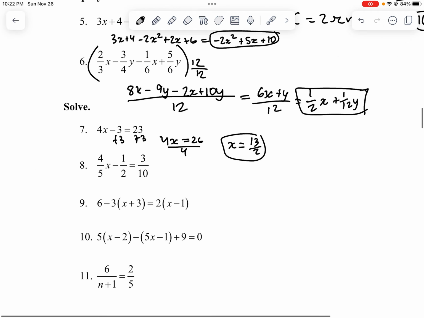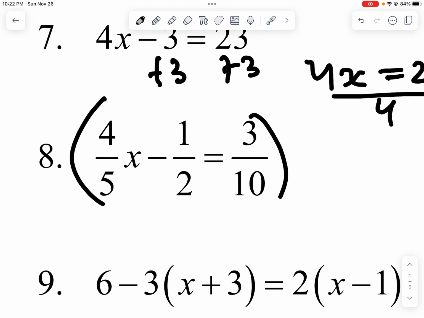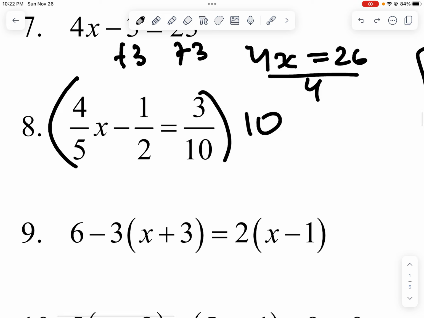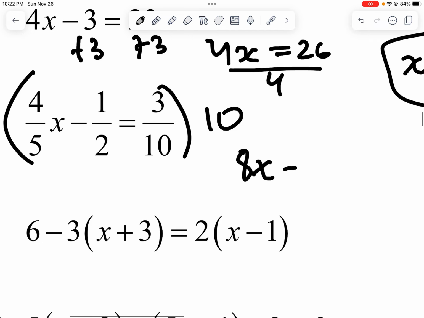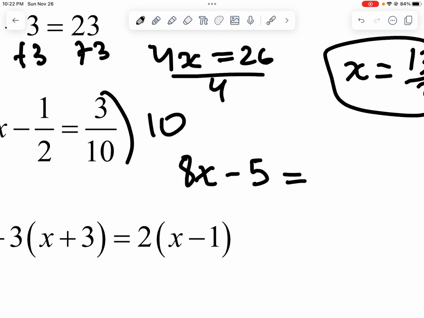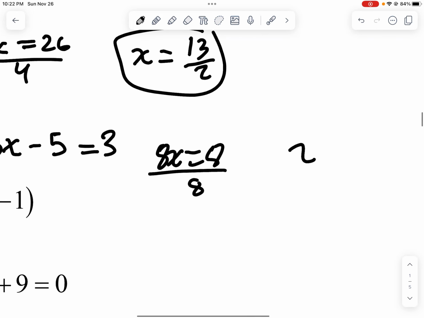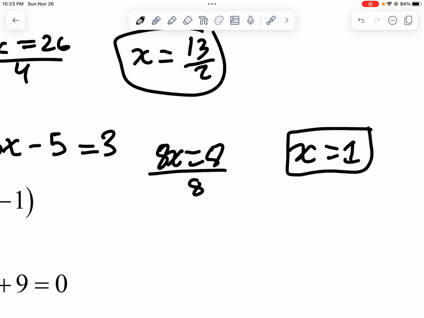All right. Next one. Let's multiply by 10. Technically, you're multiplying by 10 divided by 10, but we'll include the numerator later. So multiply by 10. What you're doing here is you're doing 4x, which is 40x over, 8x minus 10 and 2, negative 1/2. That's minus 5, equal to 3/10 times 10, which is equal to 3. So what is 8x equal to? 8x equals 8. X equals 1, okay?